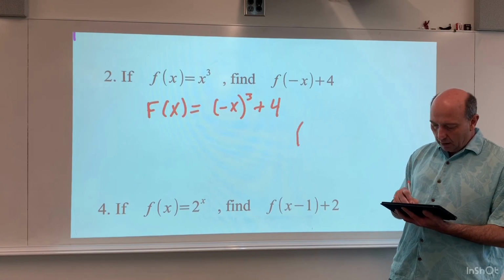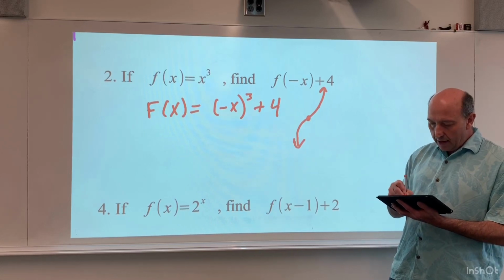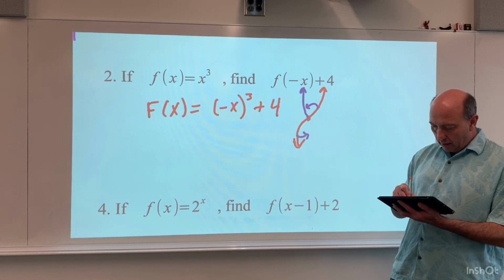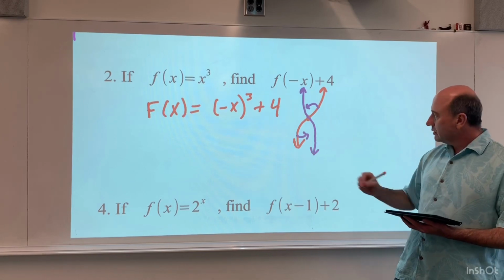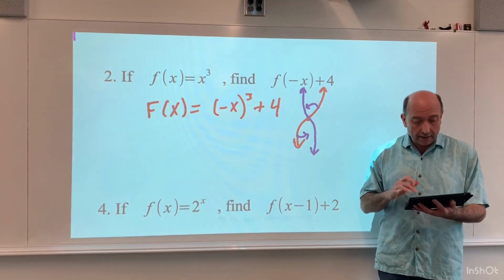Can you tell in a cubic that it was flipped sideways? So this half would go over here, like this, and this half would go over here like this. So this is the cubic flipped sideways. So yes, you can tell.